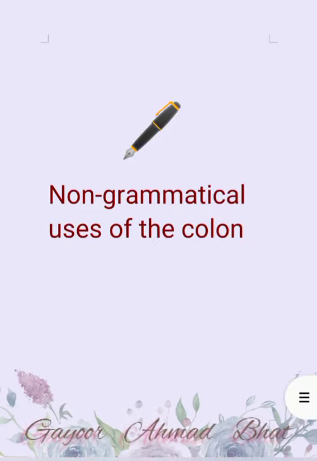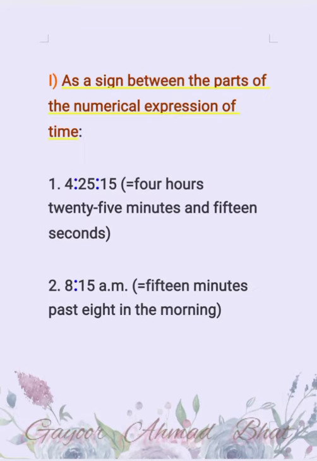Friends, these were the grammatical uses of the colon. Now let us see the non-grammatical uses of the colon. First, as a sign between the parts of the numerical expression of time. For example, number 1, 4:25:15. 4:25:15 means 4 hours, 25 minutes and 15 seconds.